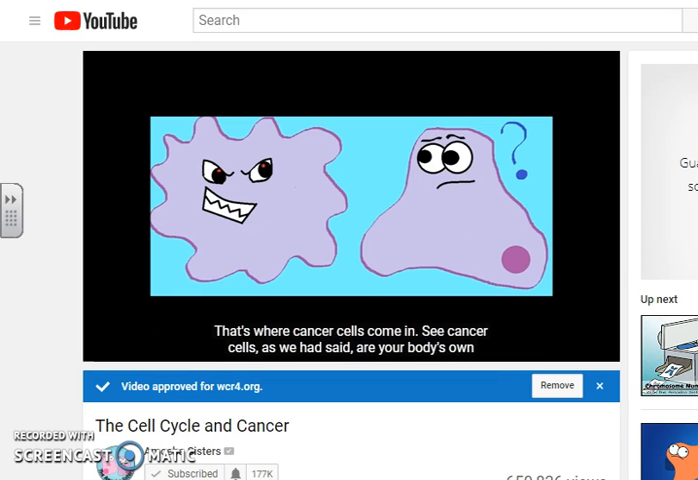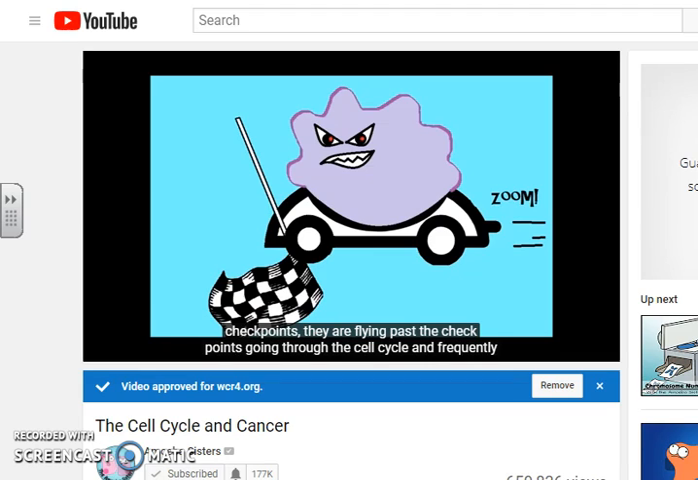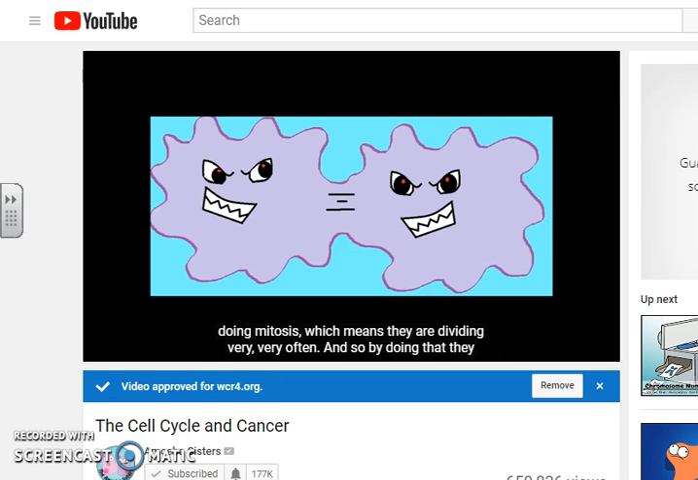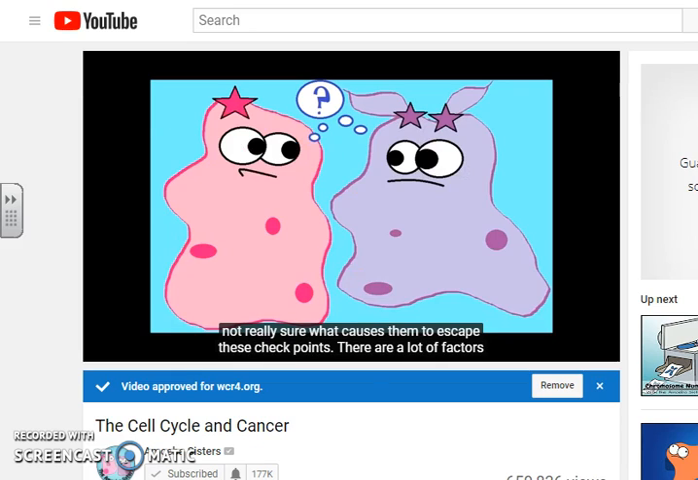Cancer cells, as we had said, are your body's own cells that are growing out of control. So they're not following the rules of these checkpoints. They're flying past the checkpoints, going through the cell cycle, and frequently doing mitosis, which means that they're dividing very, very often. And so by doing that, they can grow into these things called tumors, which are really a mass of cancer cells.